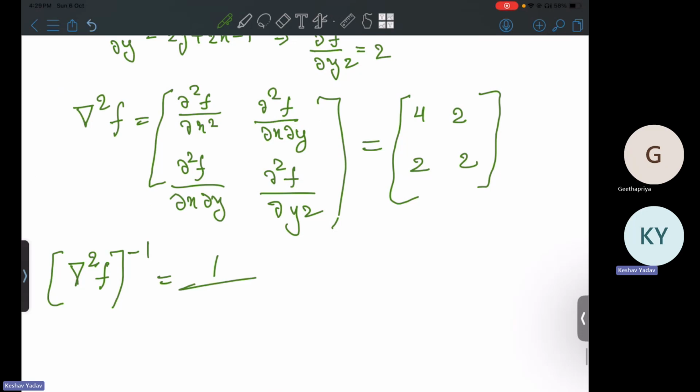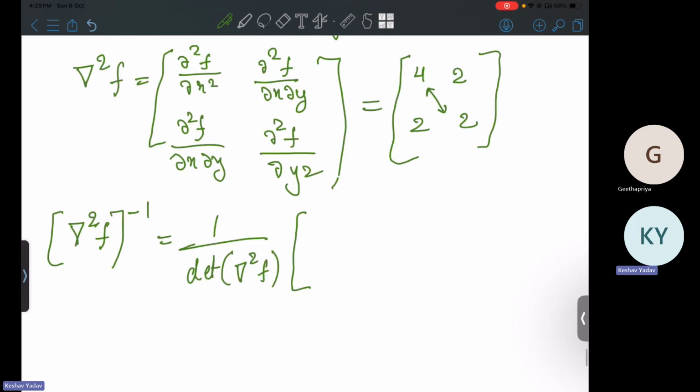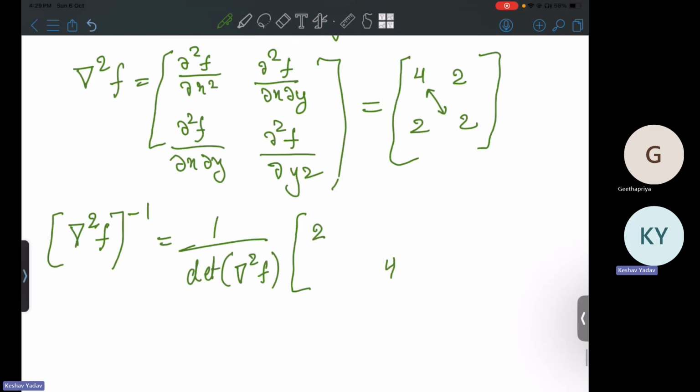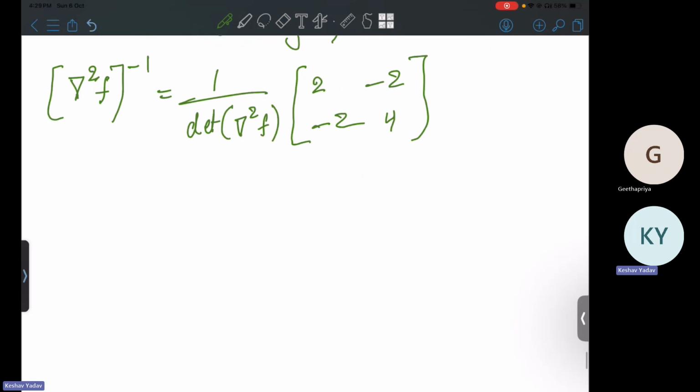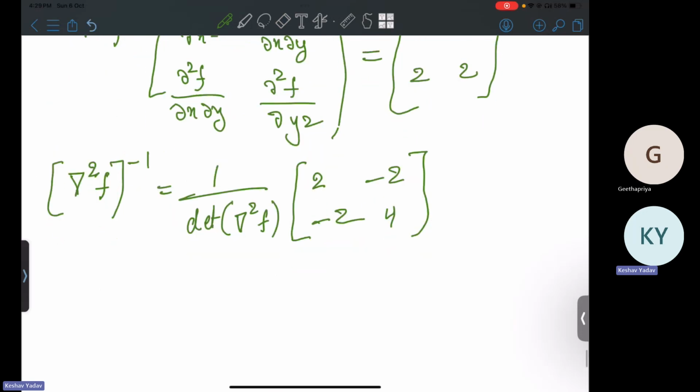That will be equal to 1 upon the determinant of the Hessian, then you replace this and change the sign of the opposite. Okay. So this will be equal to [2, −2; −2, 4]. Correct? Now I need to find out the determinant. So the determinant will be 4. So this will be equal to 1 upon 4 times [2, −2; −2, 4].